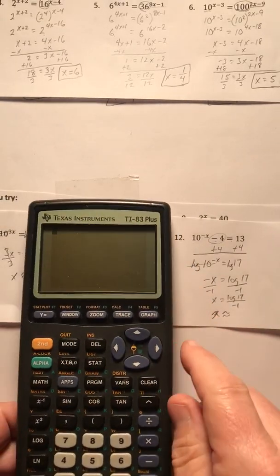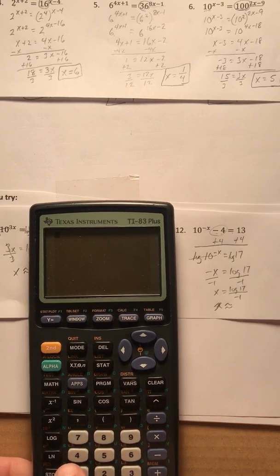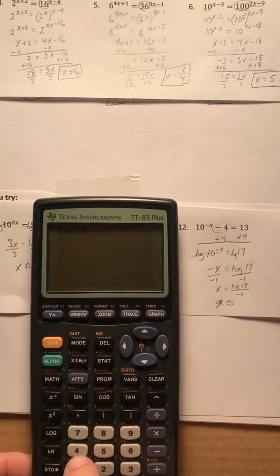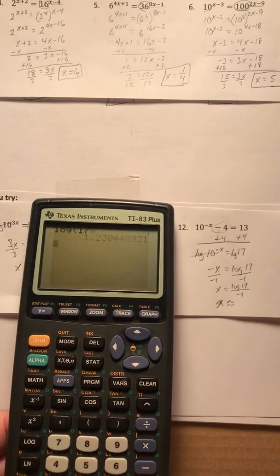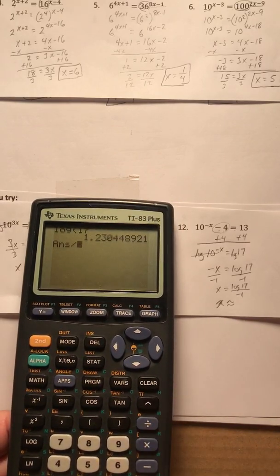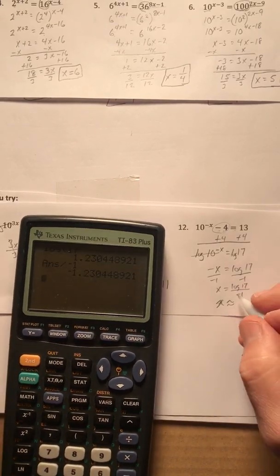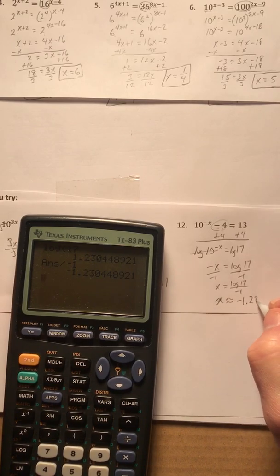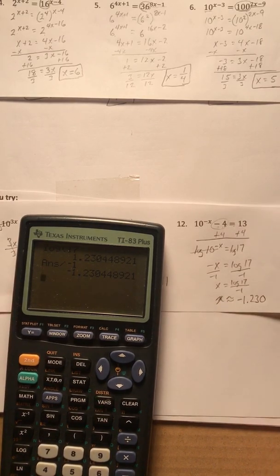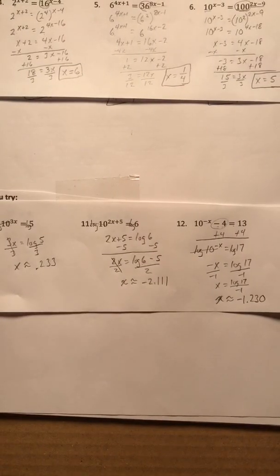So again, in the calculator, looks like this. I do log 17, enter, divide it by negative 1, enter. And it gives me negative 1.230. All right, and that is it. Those are all the U-tries.